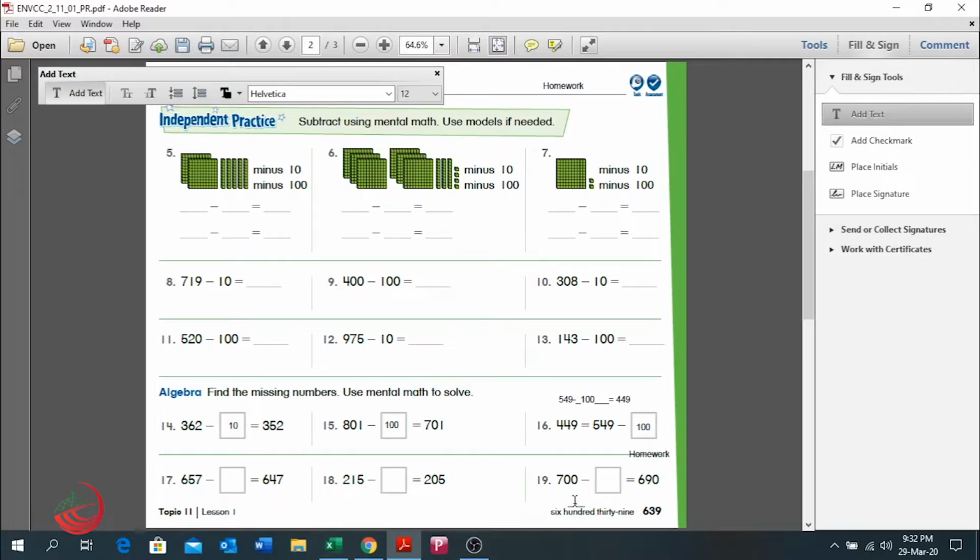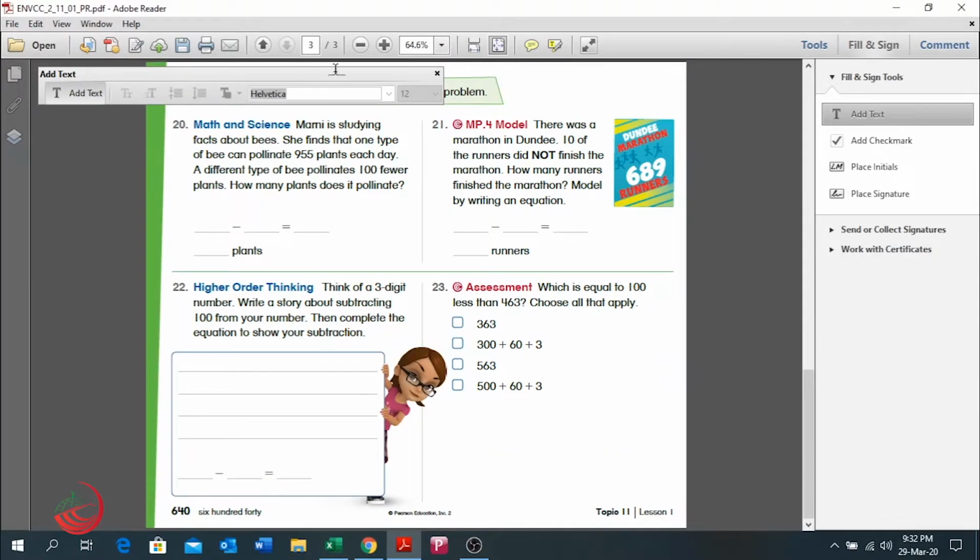So 17, 18, 19. Our homework, you only have to write minus 10 or minus 100. Nothing else. Okay, moving on. Last page. We're going to read this together and you're going to just do the final calculations.